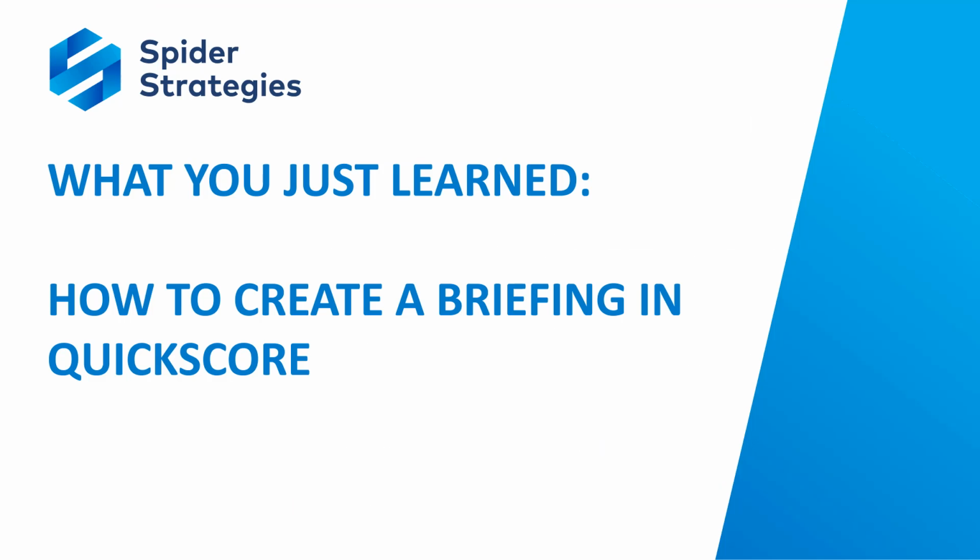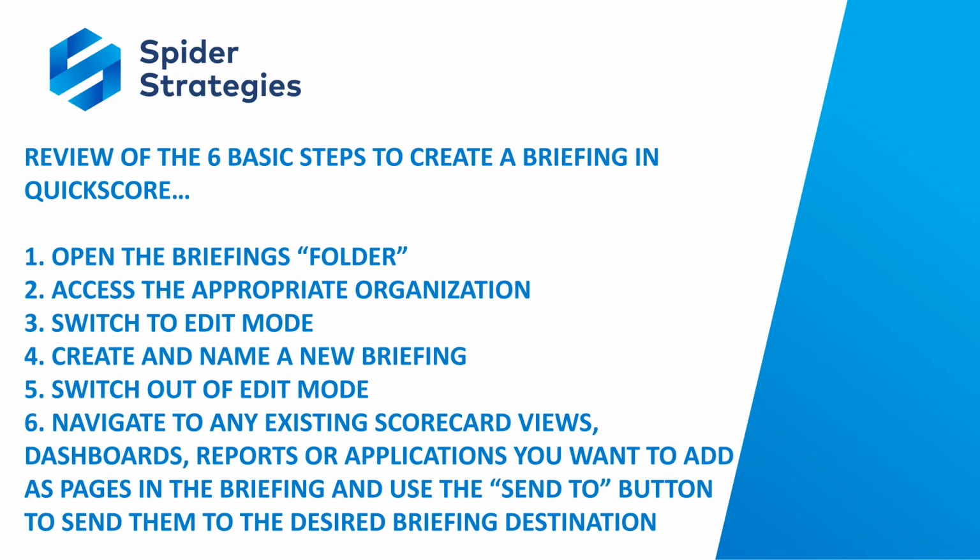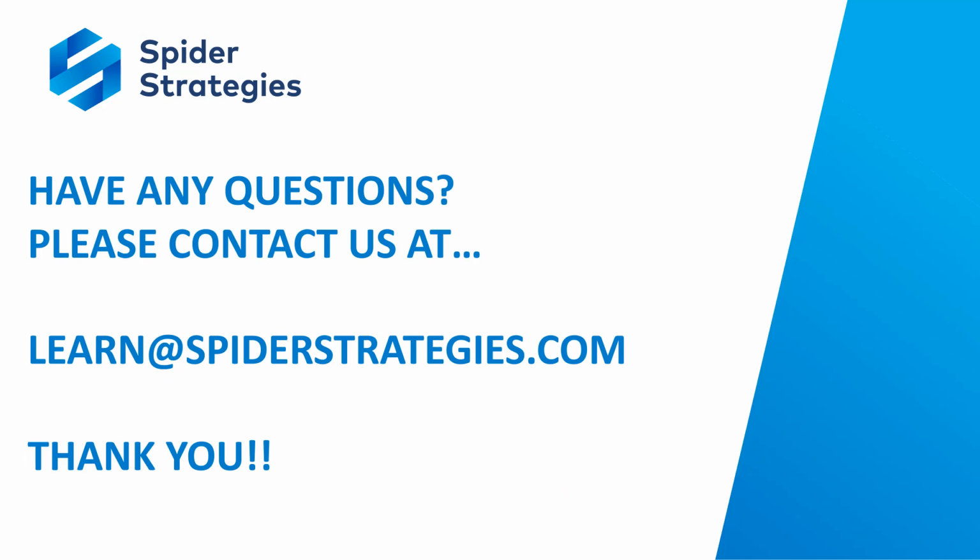You have just learned how to create a briefing in QuickScore. Congratulations. Let's take a quick review of the 6 basic steps. Open the Briefings folder, access the appropriate organization, switch to edit mode, create and name the new briefing, switch out of edit mode, and then navigate to any existing scorecard views, dashboards, reports, or applications that you want to add as pages into your briefing, and use the Send To button to send them to that briefing.